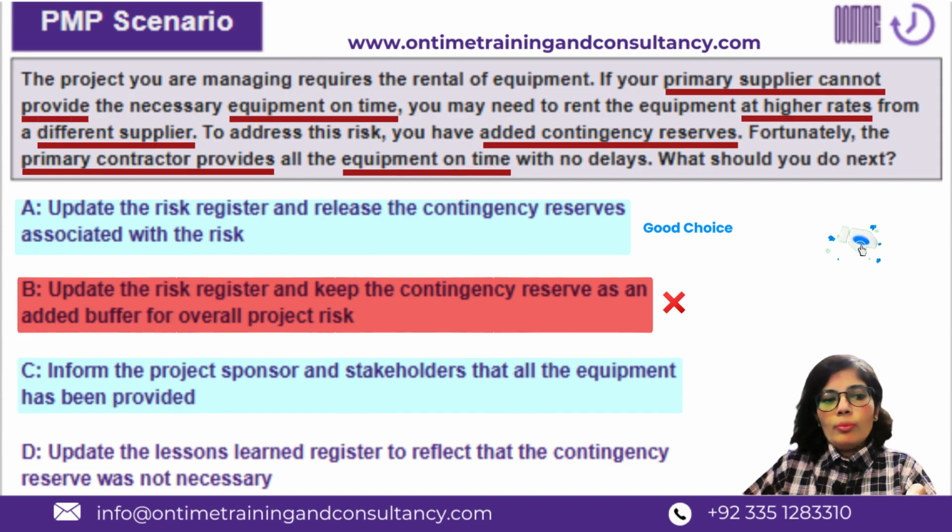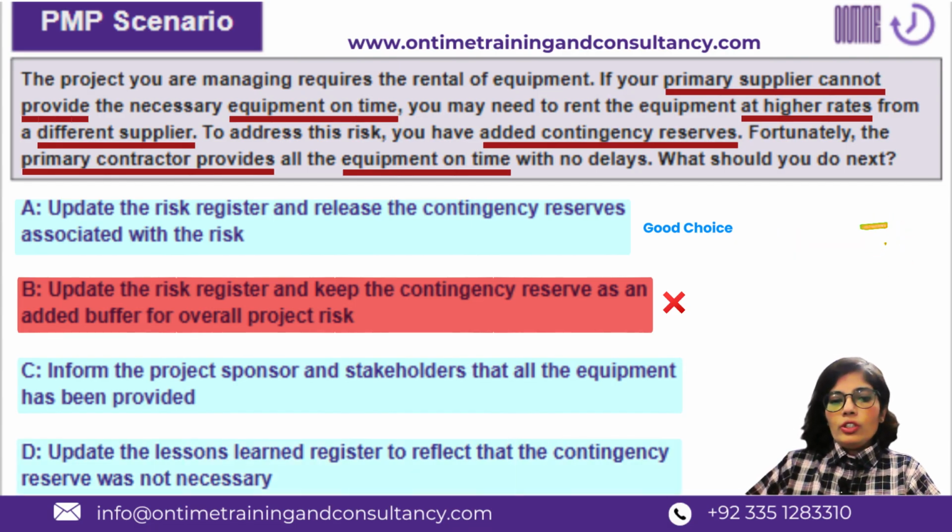So option C, inform the project sponsor and stakeholders that the equipment has been provided and the risk is not happening anymore. And option D, update the lessons learned register to reflect that the contingency reserve for this risk was not necessary. Now, these two steps are also very important, but they are not the very next thing to do in the situation, and the question is asking about the very next thing to do. So keeping your stakeholders informed, updated about the risk, and ensuring effective communication is, of course, needed. This is something expected from your side as a project manager, as a project team member.